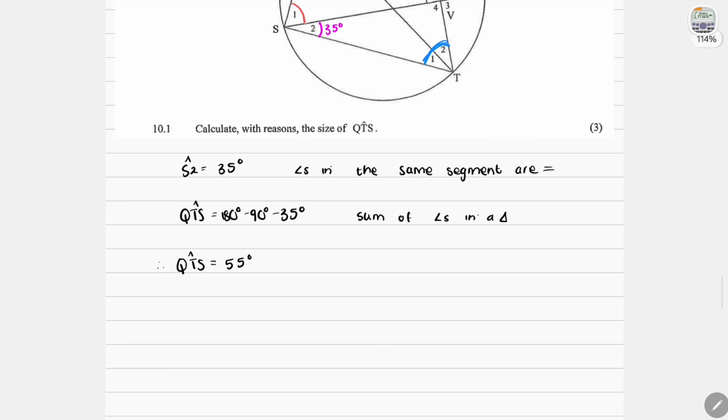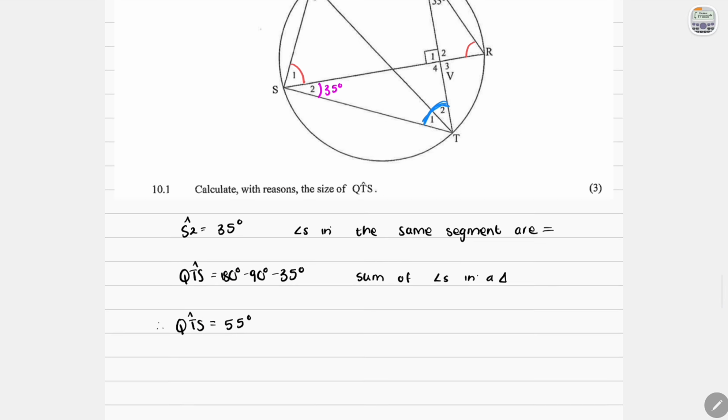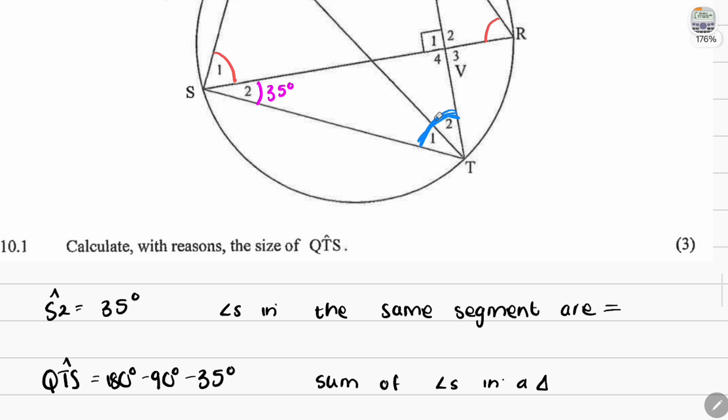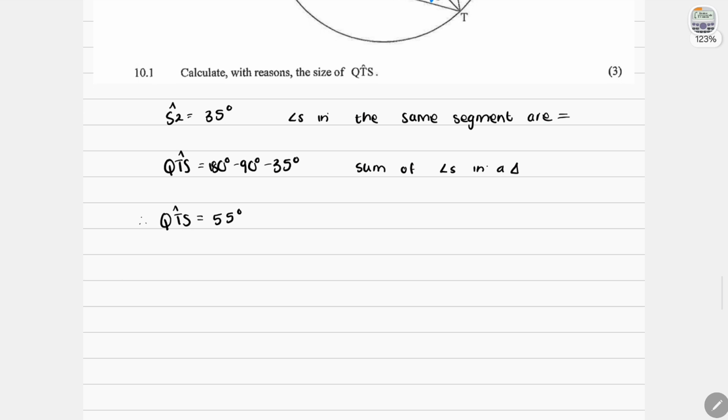Okay, so there we go. 55 degrees is our answer there, but also just make sure to put it down. This is 55 degrees, so we can just use it for anything else that we need. Okay, now moving on to the next question.